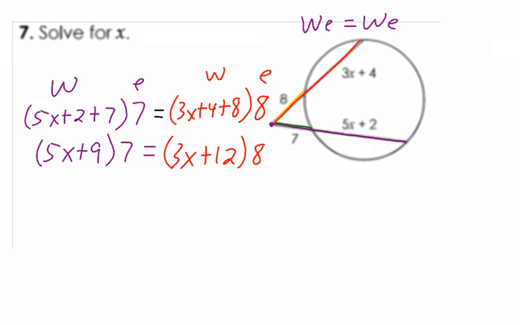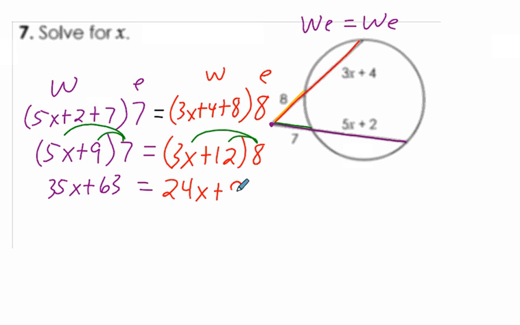Now I can go through and distribute on both sides. So I'm going to distribute the 7. 7 times 5x gives me a 35x plus 9 times 7 is 63. Equals, do the same thing on the right side. So I'm going to distribute the 8. And that's going to give me a 24x plus 8 times 12 is a 96. Okay? Now it's an algebra equation from this point forward.